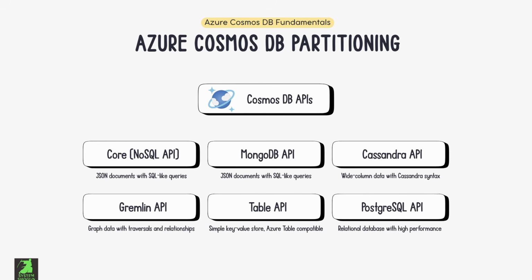So we have Core or NoSQL API, which is JSON documents with SQL-like queries. We have MongoDB API, which is compatible with MongoDB. We have Cassandra API for wide column data, Gremlin API for graph relationships, Table API for simple key-value data store, and the latest one, Postgres API for relational and vector workloads. In this video, we'll focus on the first one, Core NoSQL API, the most commonly used one.